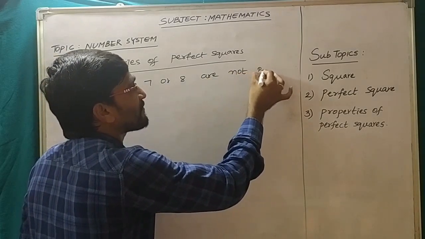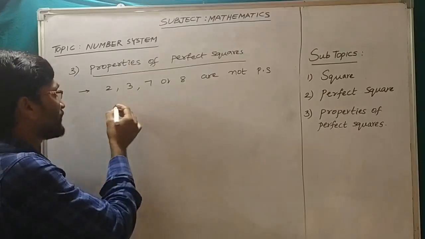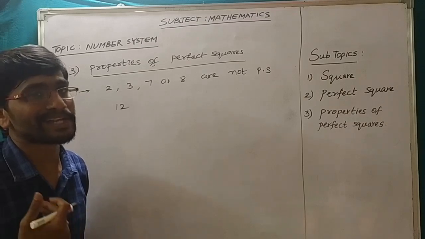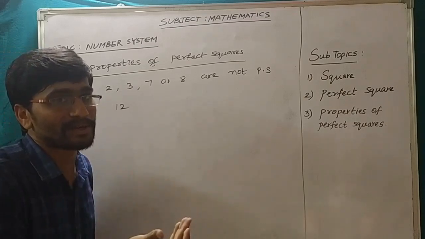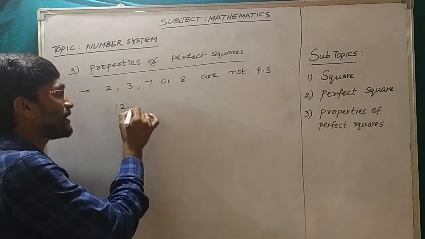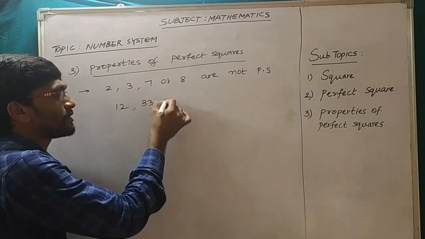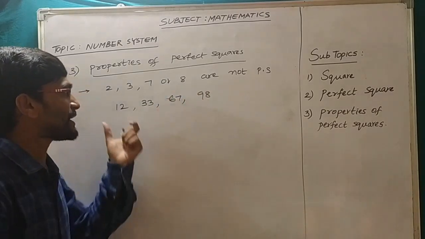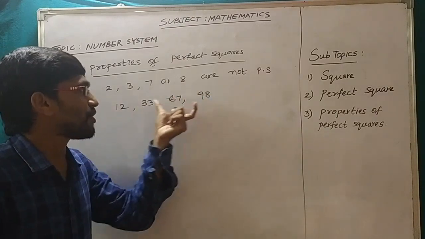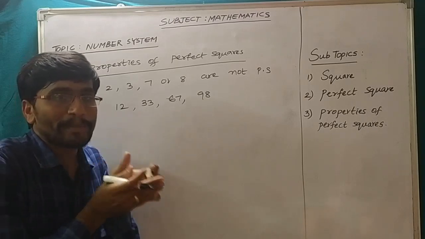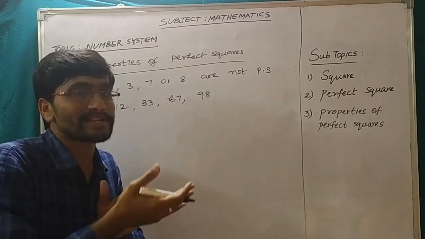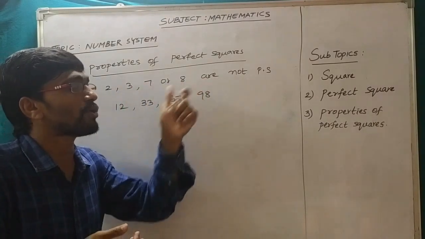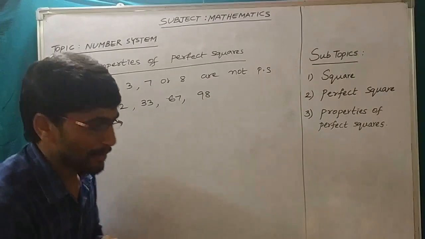Because if we see, let us consider 12. Is 12 a perfect square? No, because it cannot be expressed as the square of any other natural number. So 12 is not a perfect square. Like 33, 67, 98, we can consider some examples. These are not perfect squares because they cannot be expressed as the square of any other natural number. So the numbers ending with the digits 2, 3, 7 or 8 are not perfect squares.